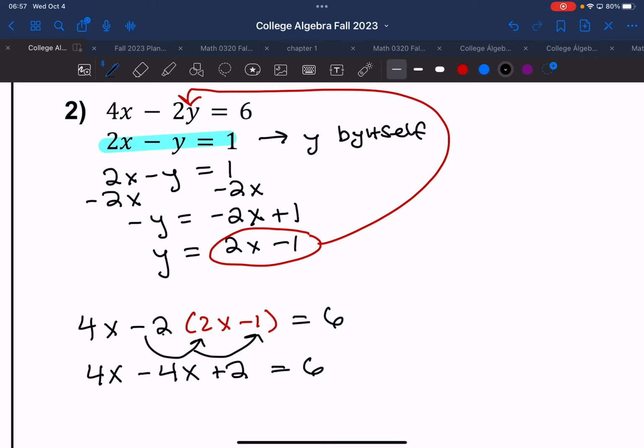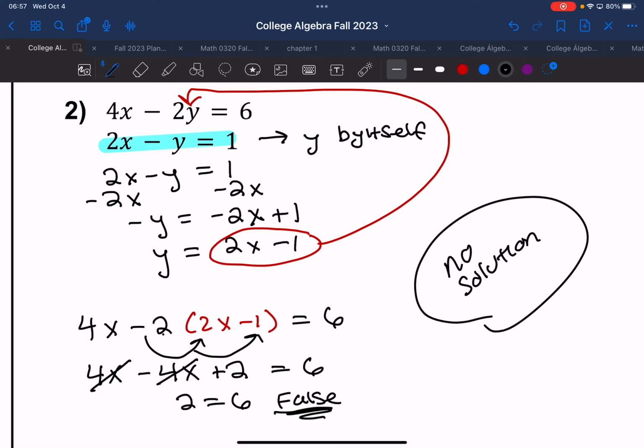What happens to the x's here? Good, they cancel out. So that means we are left with 2 equals 6. Is that a true or false statement? It's a false statement. So since I got a false statement here, what type of solution is this? No solution.